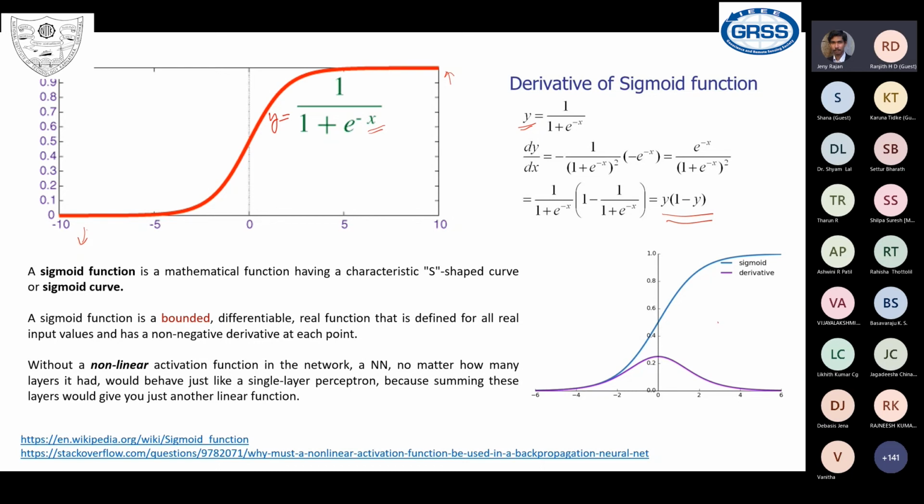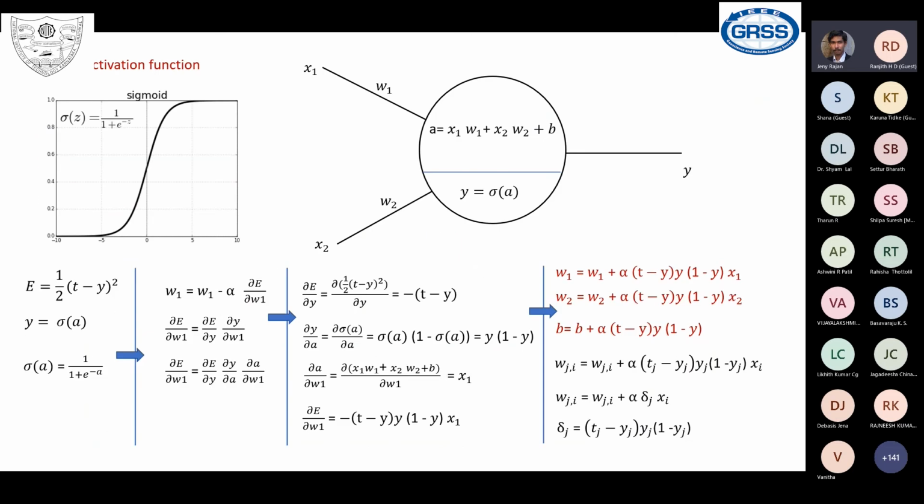Here you can see the plot of the sigmoid function and its derivative. This is the sigmoid function, and this is the derivative of the sigmoid function. If you carefully observe, you can see that the derivative value for the sigmoid is very small. So this is one drawback of the sigmoid function. Okay, so sigmoid is a nonlinear activation function, and now we will see how we can incorporate the sigmoid function into the neuron.